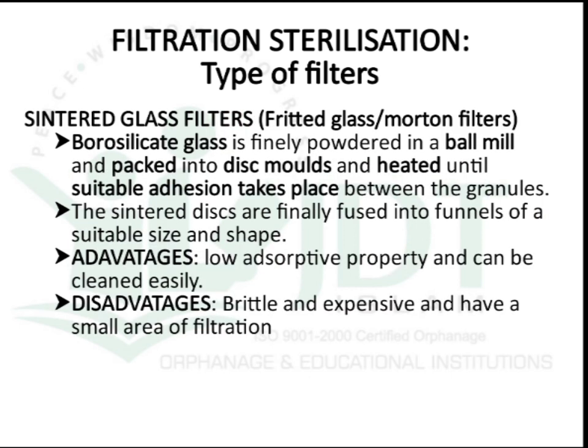Now coming to the sintered glass filter, or fritted glass or Morton filter. It is made up of borosilicate. Borosilicate is finely powdered in a ball mill, packed into a disc mold and heated until suitable adhesion takes place between the granules. The sintered discs are finally fused into a funnel of suitable size and shape.